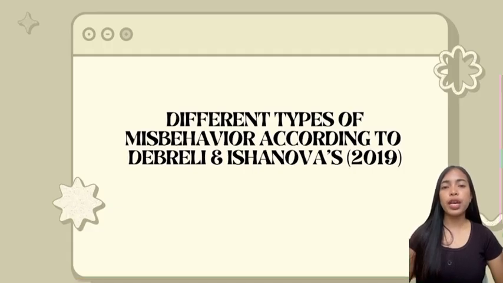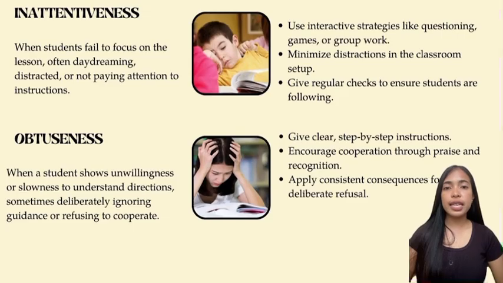Now, according to Debrilli and Ishinova 2019, there are additional types of misbehavior that teachers need to watch out for. To begin with, there is inattentiveness. This occurs when students fail to focus, often daydreaming or being distracted. Teachers can counter this with interactive activities and regular checks for attention.